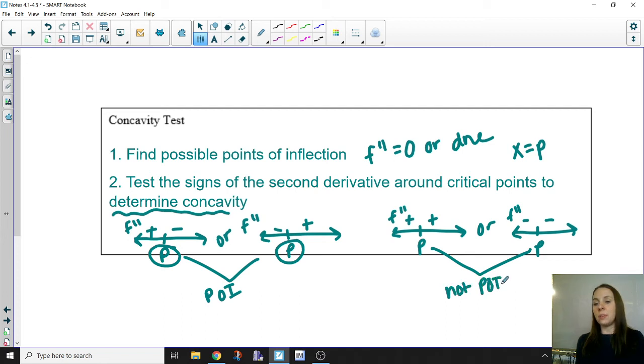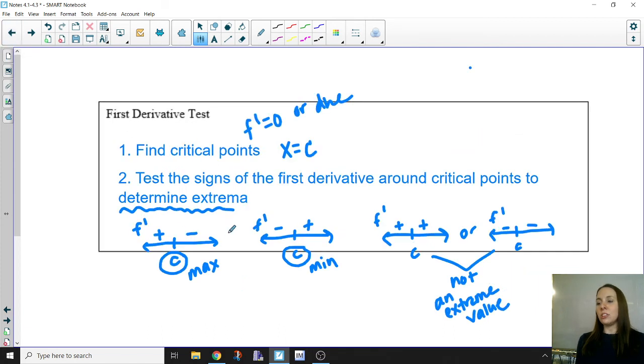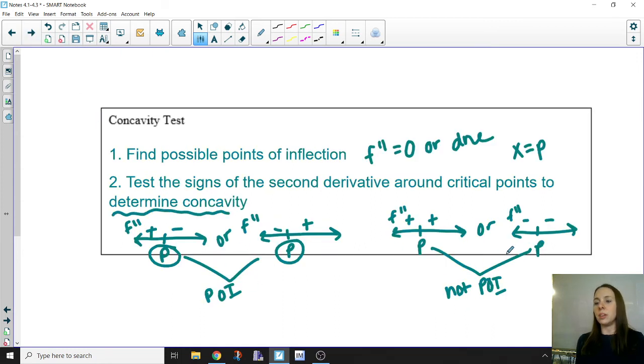It actually happens sometimes that your second derivative is equal to 0 or doesn't exist, but that point is not a point of inflection. Now, I should probably mention before we move on that these little sign charts are actually not valid reasoning steps on an AP exam. So for AP purposes, drawing a sign chart is not enough to say, therefore, I know that there's a max or a min, or therefore I know that there is a point of inflection.